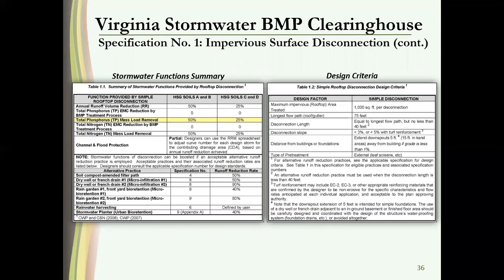This is your available treatment removals from impervious surface disconnection. Again, it depends on what your native soils are. What we call A and B soils are, they don't drain well. They're poorly draining soils, so it's going to be a lot of clay materials. It's actually pretty prevalent.